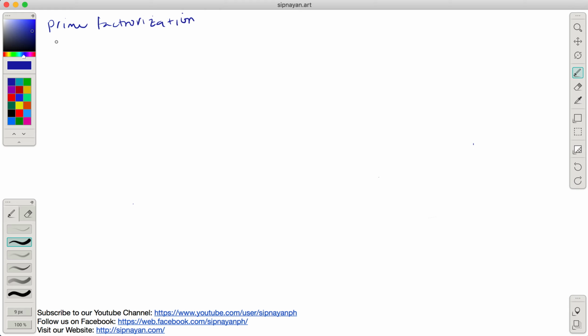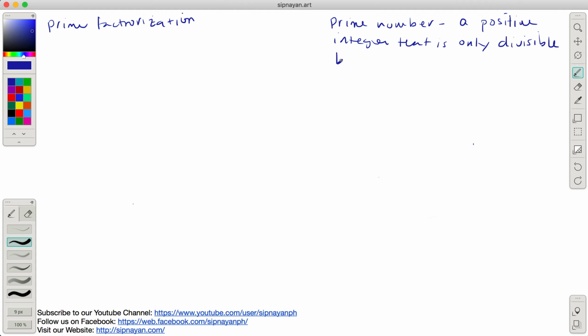So ano nga ulit yung prime? Ibig sabihin ng prime, a prime number. Prime number means a number, a positive integer that is only divisible by 1 and itself. So, bago natin malaman ibig sabihin ng prime factorization, dapat alam muna natin ibig sabihin ng prime number. So, positive integer siya with only two divisors, 1 and itself.